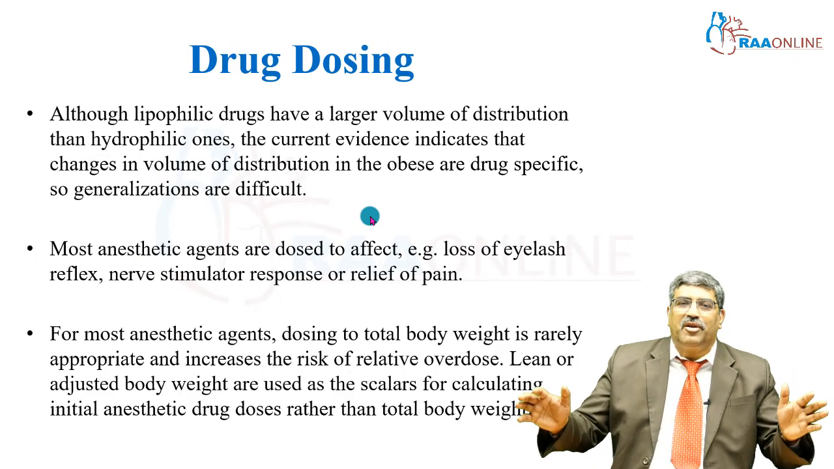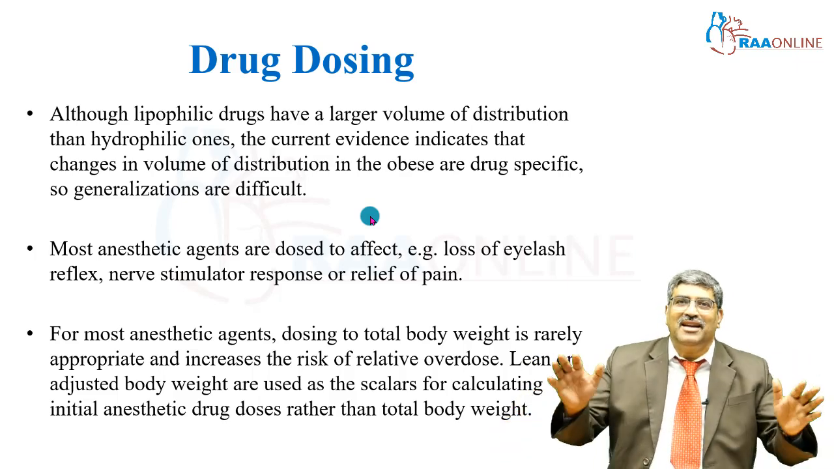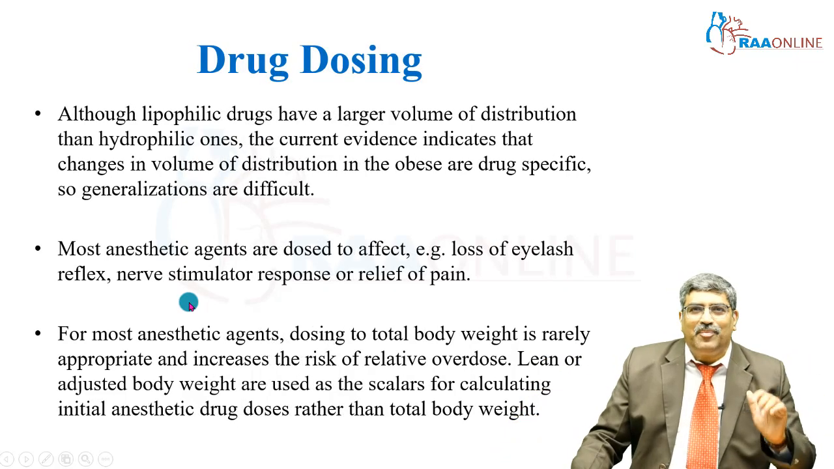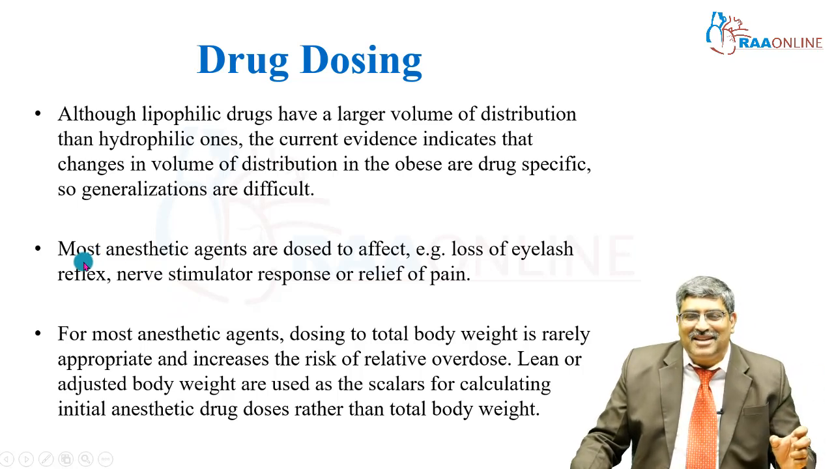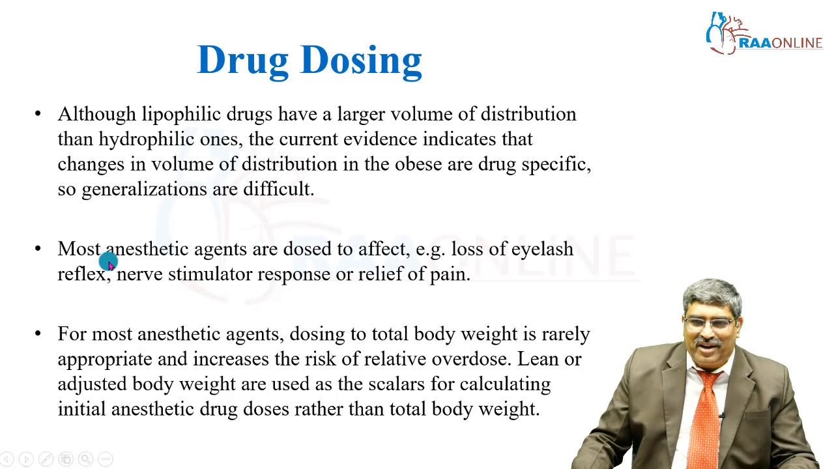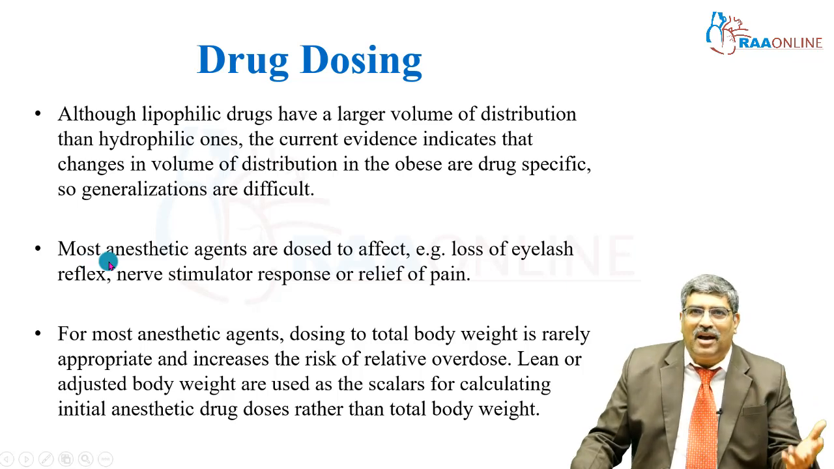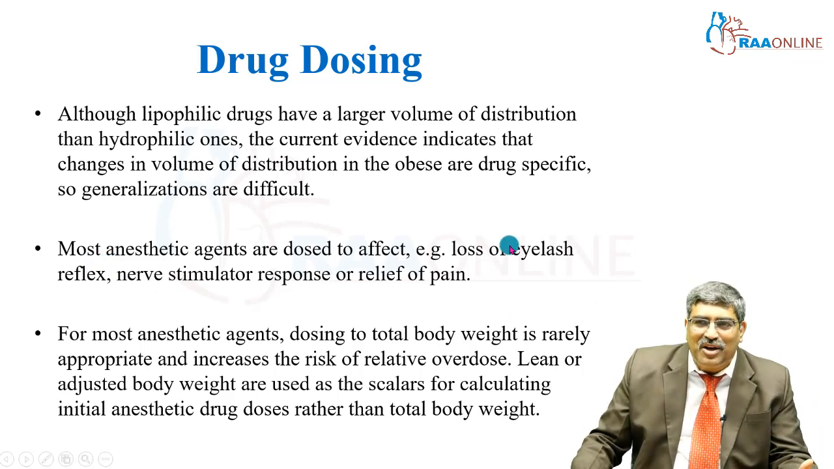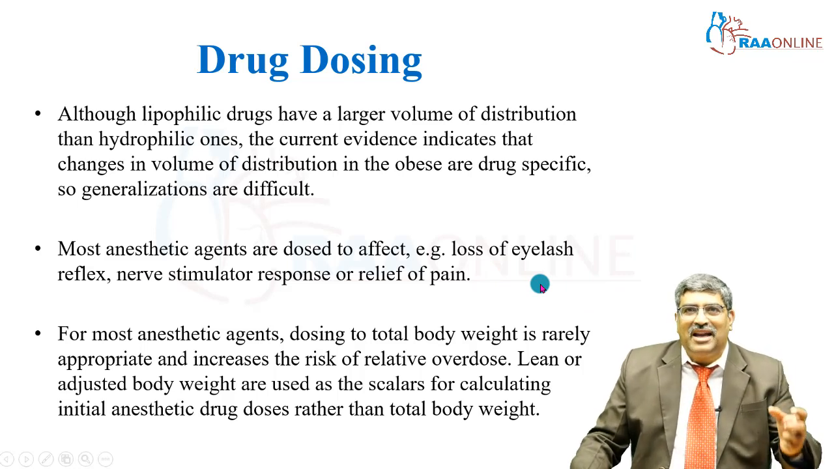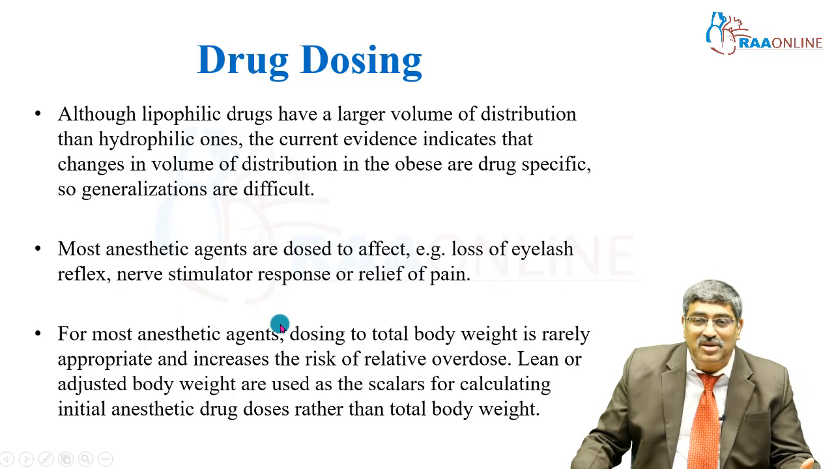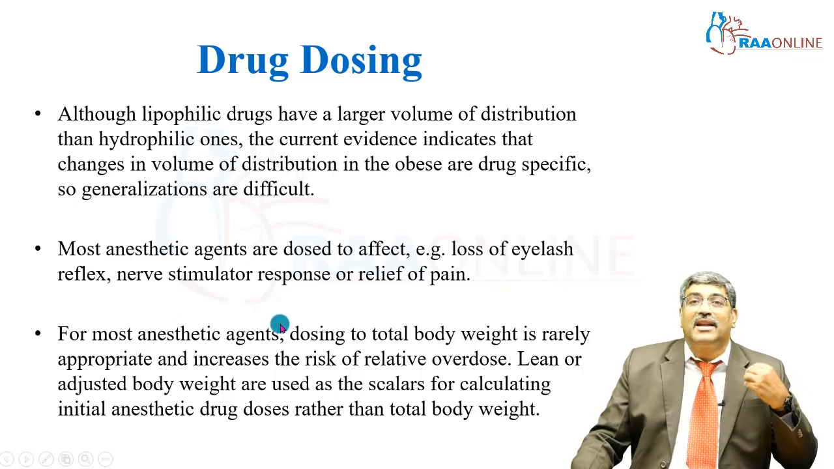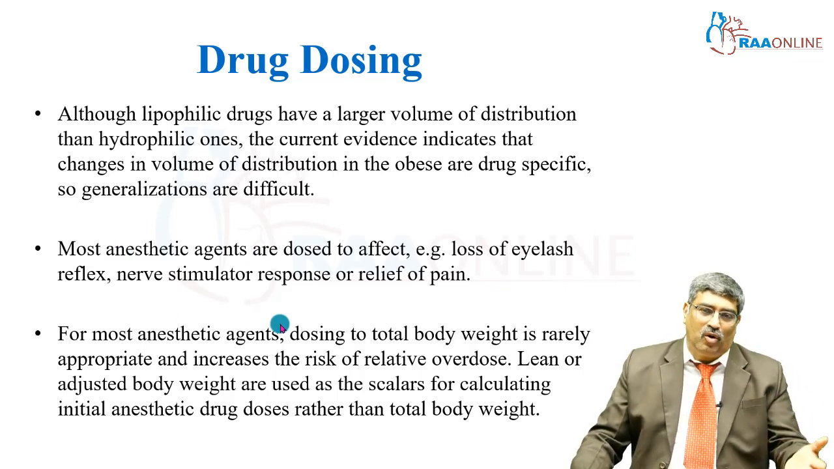So depending on the weight, you can't give a generalized dosing. Another important thing is you can dose the anesthetic agents to the end effect. For example, if you give an intravenous agent, you can use loss of iris reflex as the end point. Similarly, with muscle relaxant, you can use a nerve stimulator, or a clinical relief of pain for opioids.